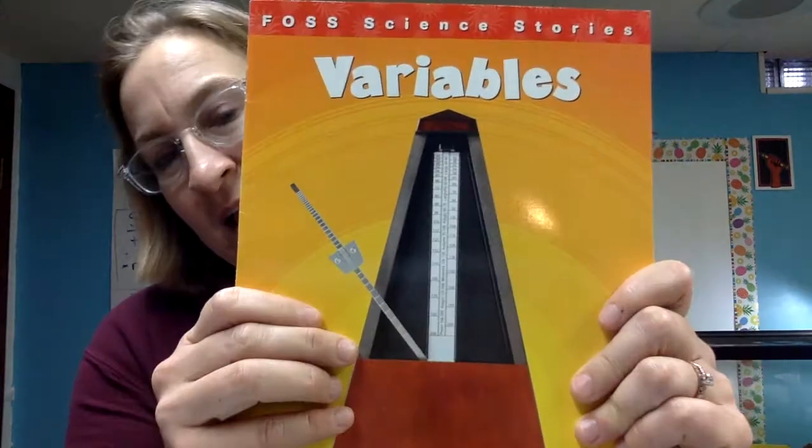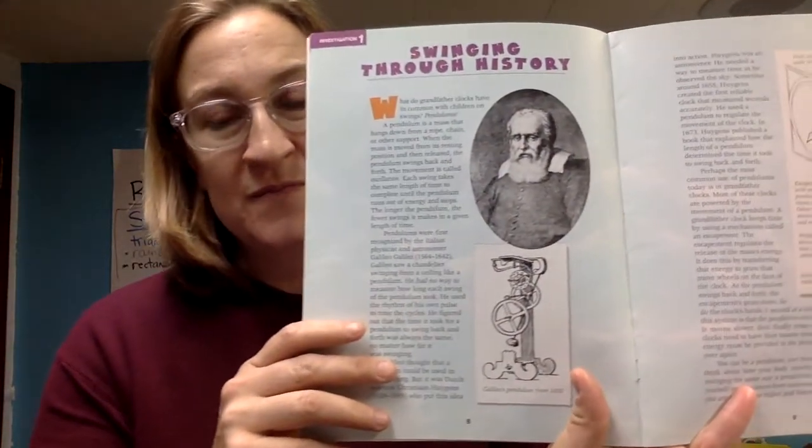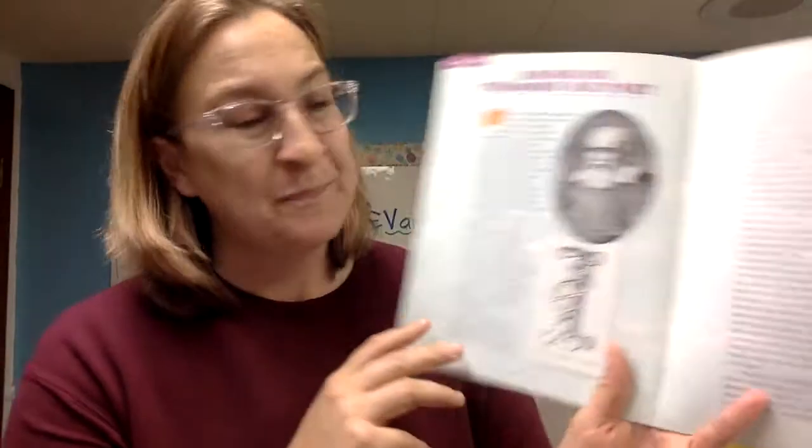This is a book, and at school I have about 38 of them, I think I counted, which was not quite enough, one for every fifth grader. So I did not send it home to you. But what I can do is take some pictures of the story I'll read you today, and you can read the story yourself or follow along with me. This is about Galileo Galilei, swinging through history.